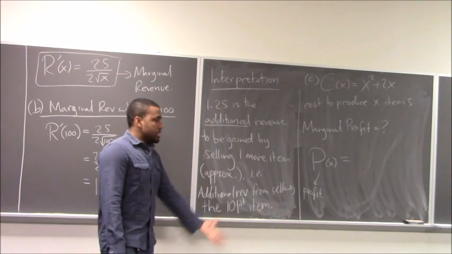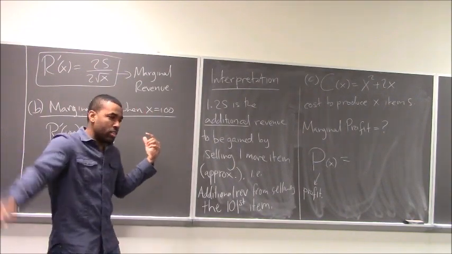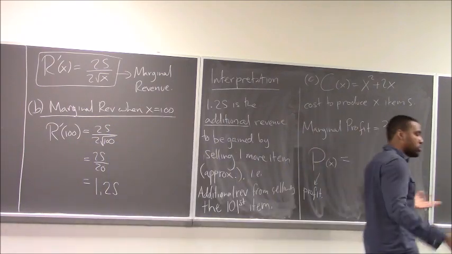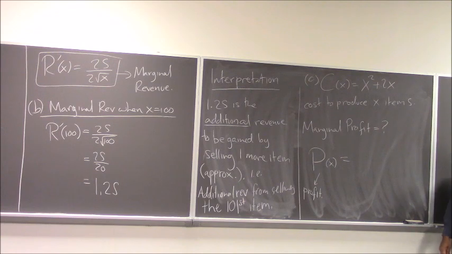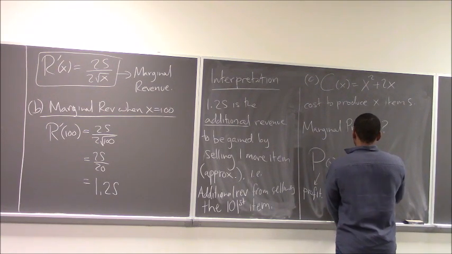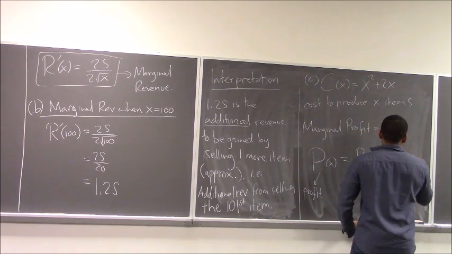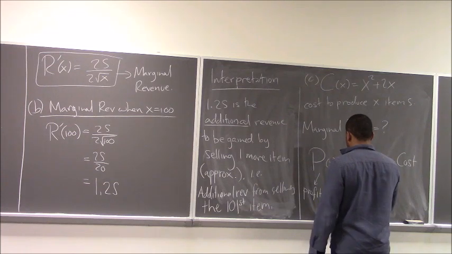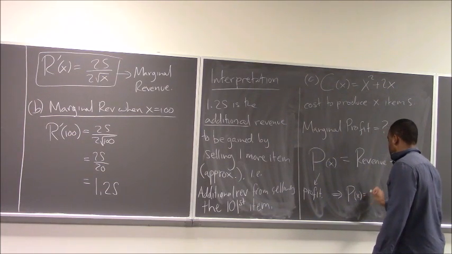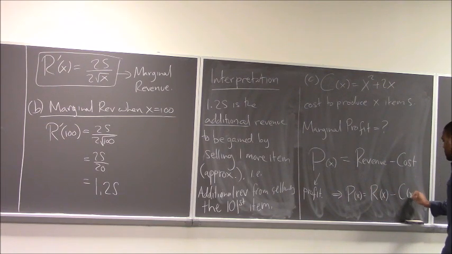If you get all the money that comes into your business and you subtract all the money that goes out of your business, the things you have to spend on labor, on rent, on producing things, the profit is what you have left over. So this is going to be revenue minus cost. In other words, P of X as a general idea is going to be R of X minus C of X.